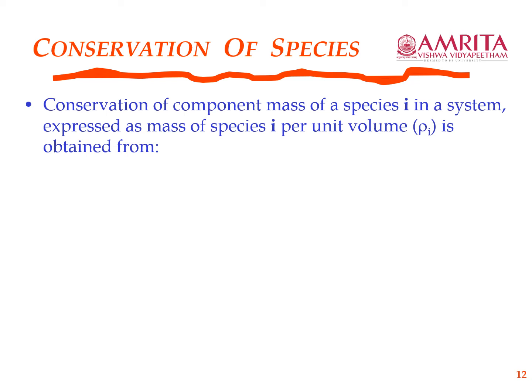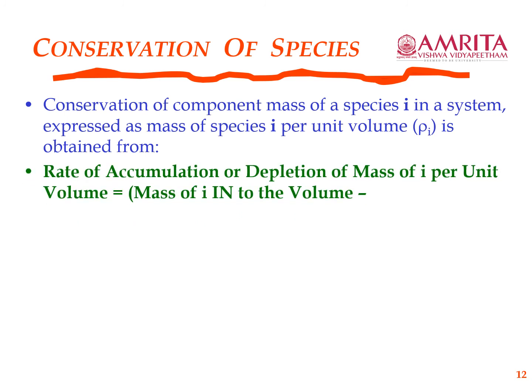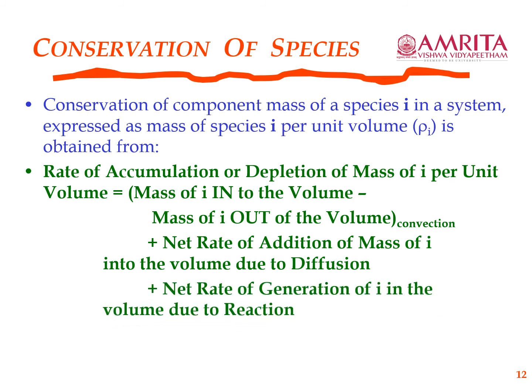Now if this particular conservation equation is written, again you will have the net rate of accumulation or depletion of that particular species per unit volume, given by mass of i coming into that volume minus mass of i leaving that volume by convection again. And since it is a species, now you have selective transport mechanisms. The first transport mechanism is diffusion, so the net rate of addition of mass of i into that volume by diffusion. The second is generation or consumption by way of some homogeneous reaction in that volume.